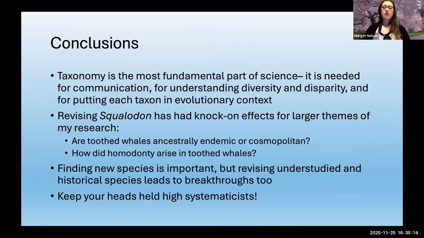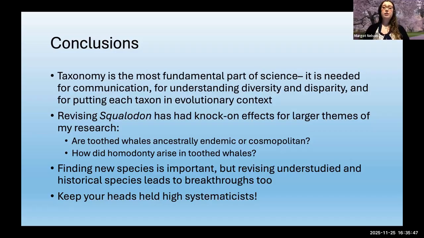So some conclusions. Taxonomy is the most fundamental part of our science. It is needed for our communication, it's needed for understanding diversity and disparity, and it's needed so we can put each taxon in an evolutionary context. And revising Squalodon has had knock-on effects for larger themes of my research. As I stated, I'm interested in whether toothed whales are ancestrally endemic or cosmopolitan. And I'm interested in how homodonty arose in toothed whales. In revising Squalodon, this has advanced my research in those areas as well.